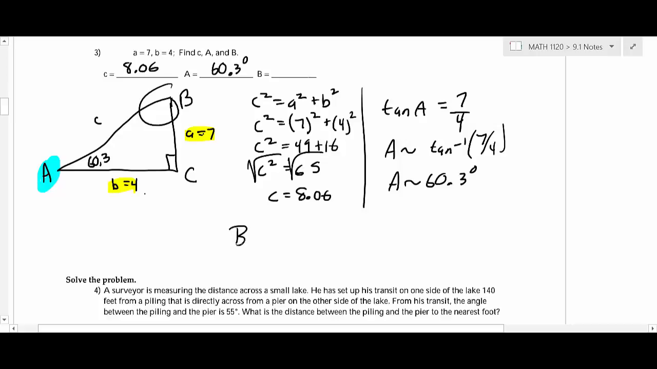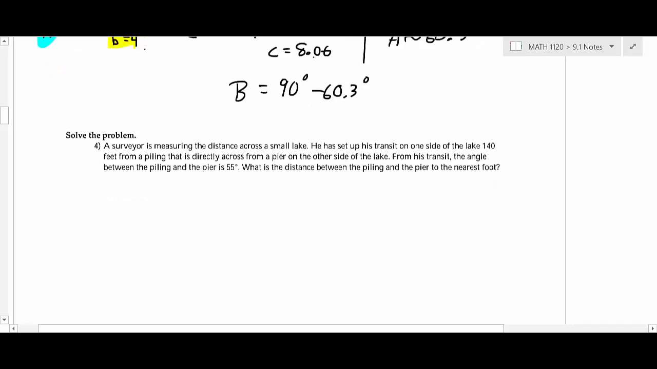So B is just going to be equal to 90 degrees minus 60.3 degrees. So I think that's 29.7 degrees. That's it. Okay, problem done. So you want to kind of know how to do triangles. Now, the reason that you want to know how to solve a triangle is because ultimately what you learn how to do is use this for applications in the field and measurement and stuff like that. So let's do this one problem here, and then I will finish this up.